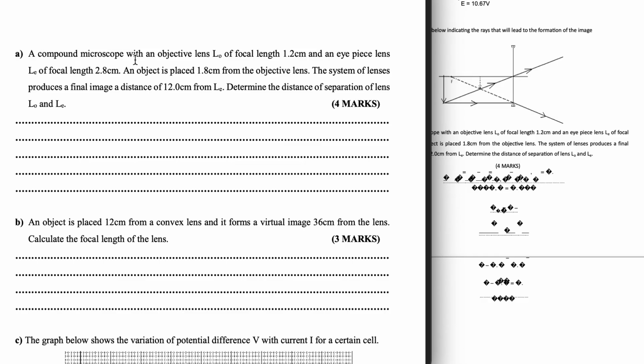A compound microscope has an objective lens of focal length 1.2 centimeters and an eyepiece lens of focal length 2.8 centimeters. An object is placed at 1.8 centimeters from the objective lens. The system of the lens produces a final image distance of 12.0 centimeters. Determine the distance of separation of the lens.